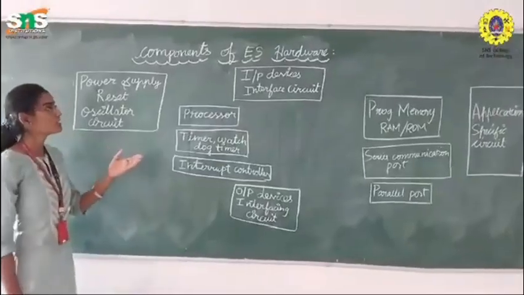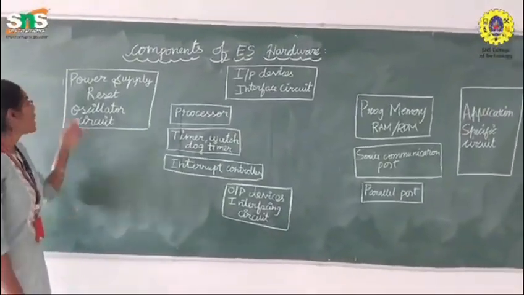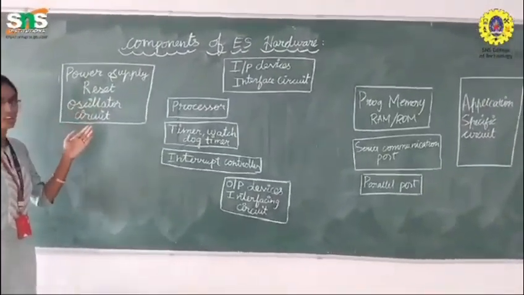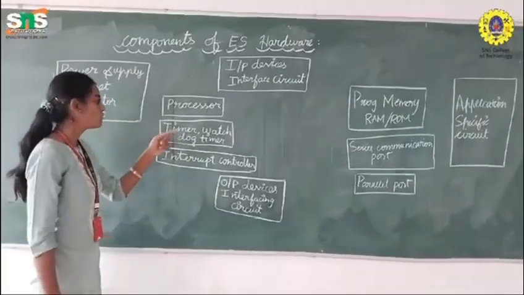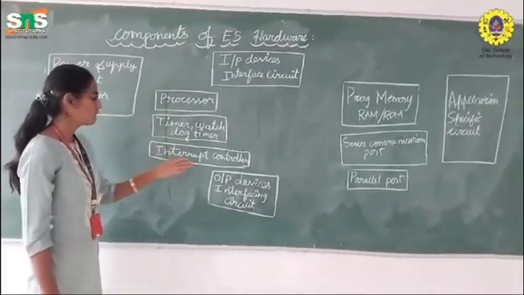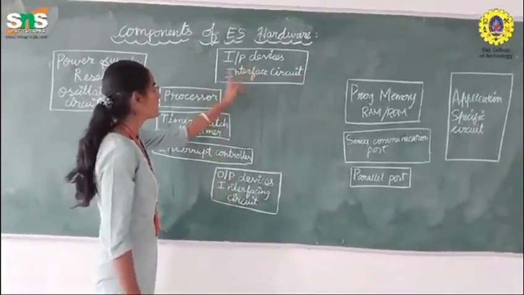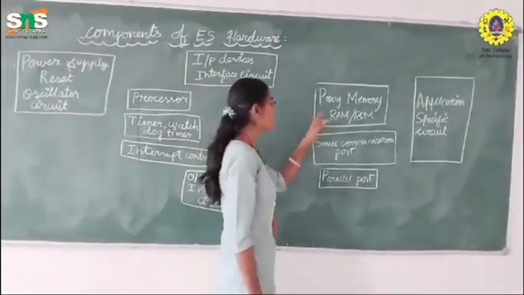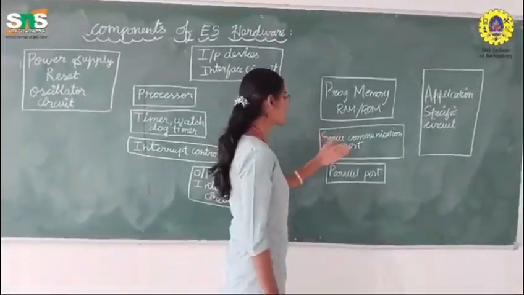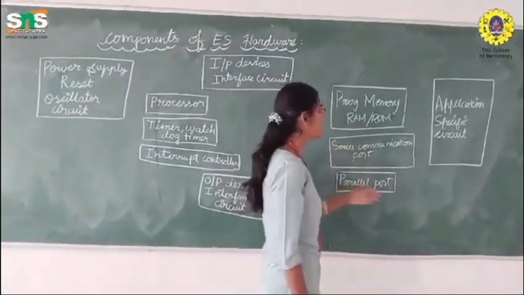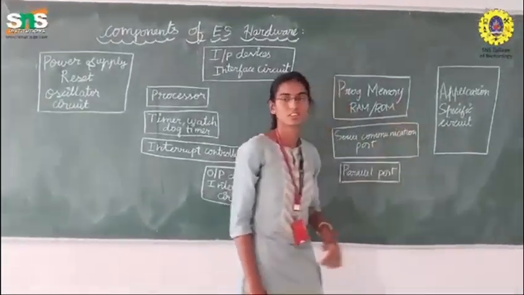The main components of embedded system hardware are power supply, reset, oscillator circuit, processor, watchdog timer, interrupt controller, output device interfacing circuit, input device interfacing circuit, program memory, RAM and ROM, serial communication port, parallel port, and application specific circuit.